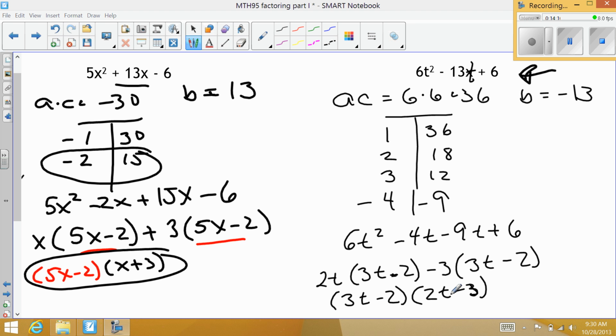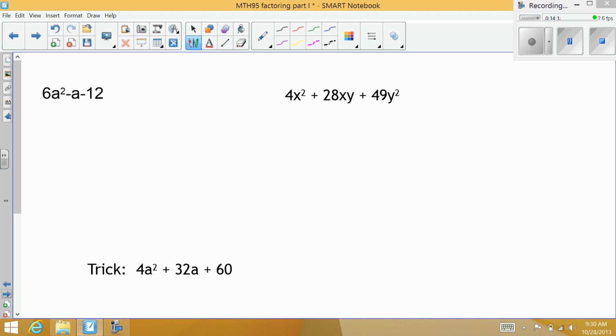Would you like some more examples? You can use either method. Again, this first one, wow, this one's going to be hard. A times C is going to be a negative 72. And my B value is a negative 1. So I'm going to want my factors for my negative 72 to be very close to each other if they're going to add up to a negative 1.